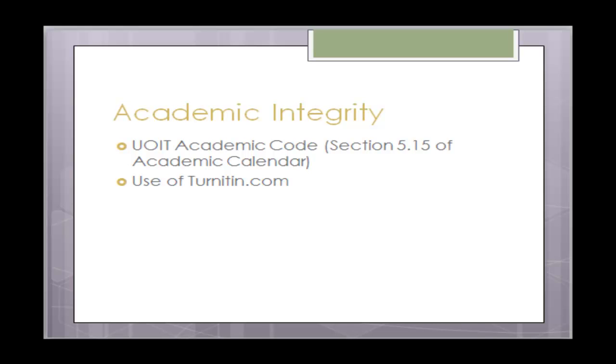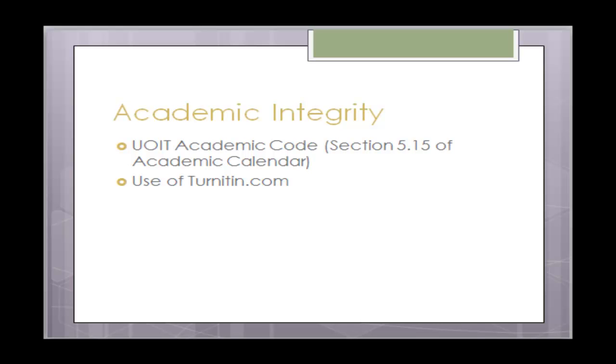Students are expected to be familiar with UOIT's regulations on academic conduct, Section 5.15 of the academic calendar, which sets out the kinds of actions that constitute academic misconduct, including plagiarism, copying or allowing one's own work to be copied, use of unauthorized aids in examinations and tests, submitting work prepared in collaboration with another student when such collaboration has not been authorized, and other academic offenses.